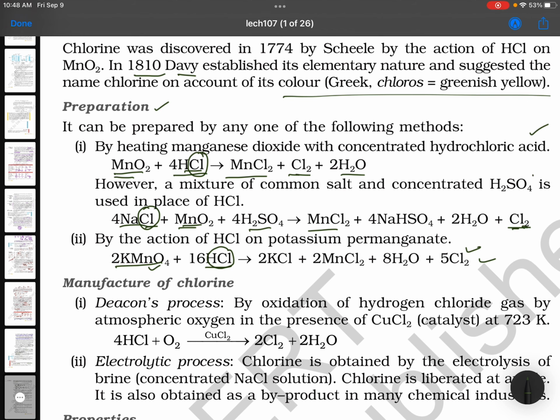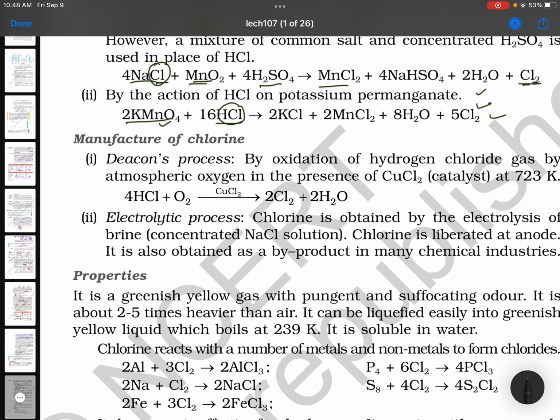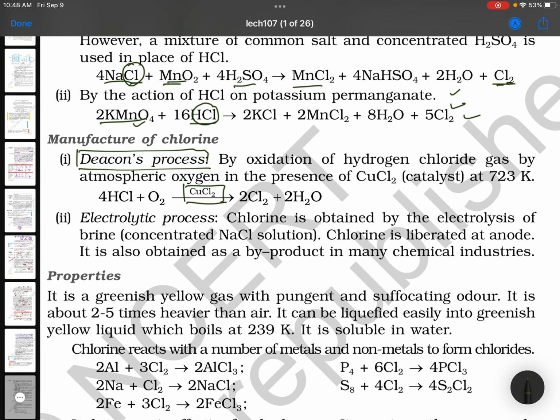Statement 1, statement 2, statement 3. But this question is important. Deacon's process, here we are using CuCl2. By oxidation of hydrogen chloride using CuCl2 catalyst. This is very, very important. In the last lesson also, in P block, we were discussing this. Oxygen can oxidize HCl to Cl2.